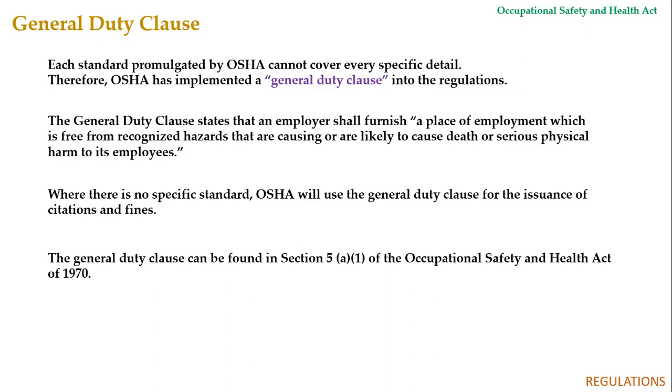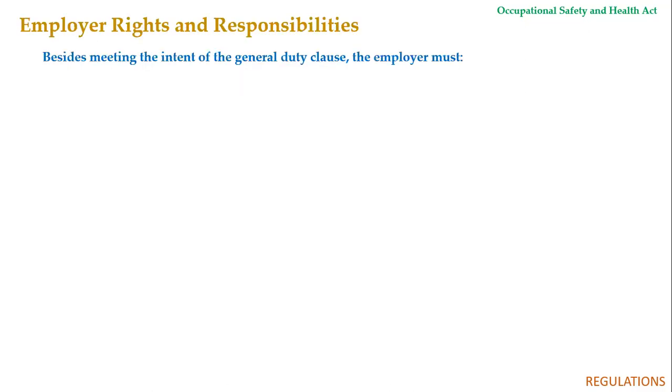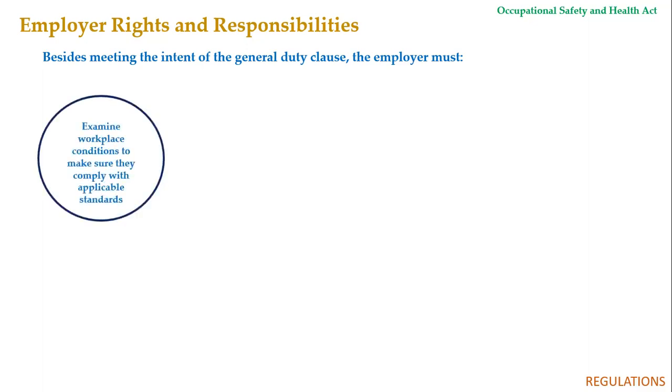Where there is no specific standard, OSHA will use the general duty clause for the issuance of citations and fines. Now we will see what the employer's rights and responsibilities are under OSHA. Besides meeting the intent of the general duty clause, the employers must examine the workplace conditions to make sure that they comply with the applicable standards.